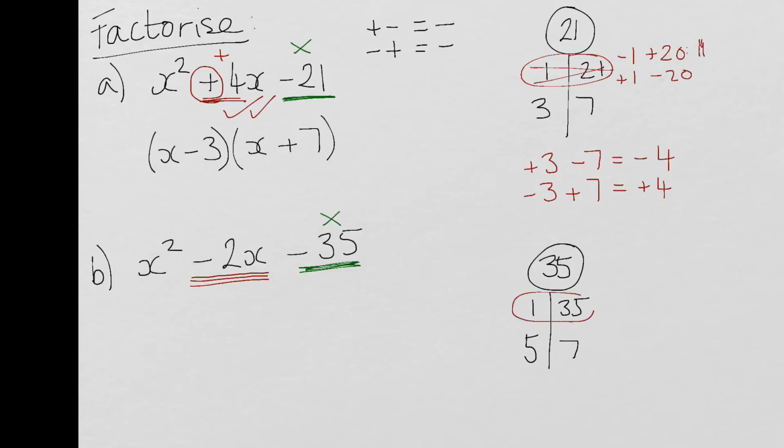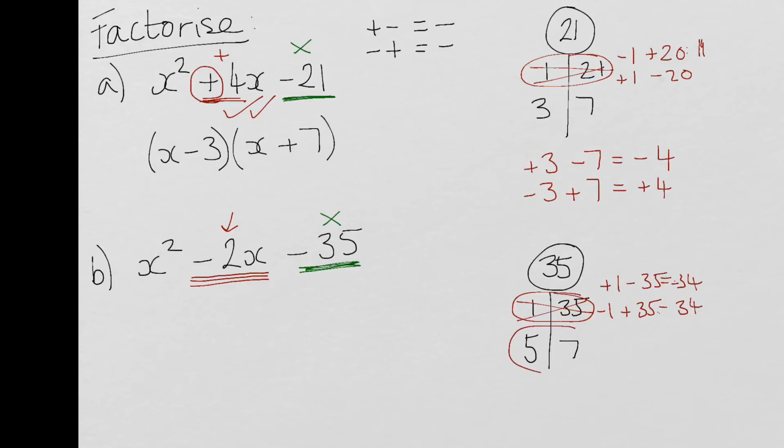So let's have a look at the first set. If I made the 1 positive and the 35 negative, I'd get to negative 34. And if I made it a negative 1 and positive 35, then I would just get positive 34. So it's definitely not that. That's not giving me this 2 that I need over here.